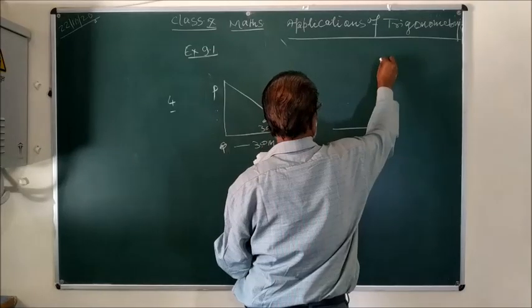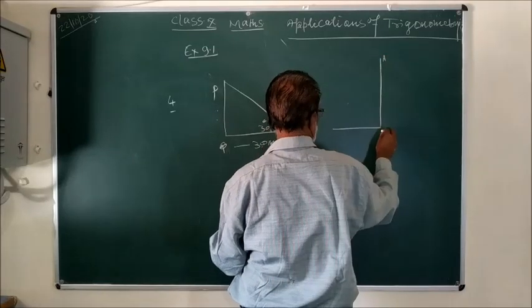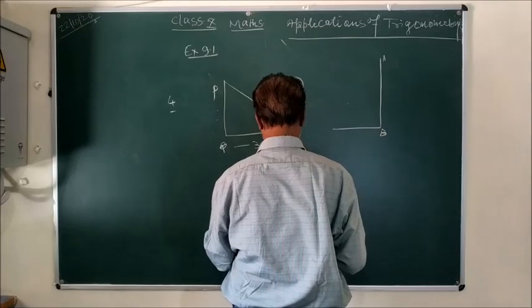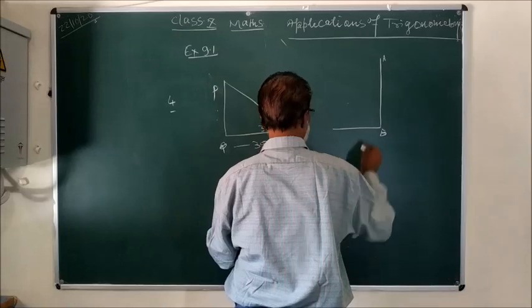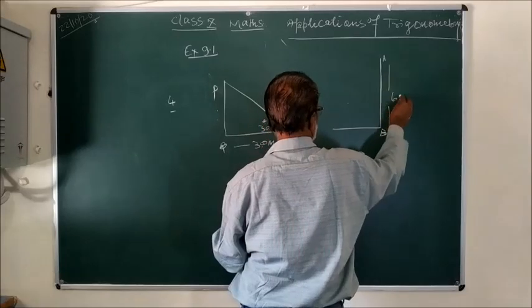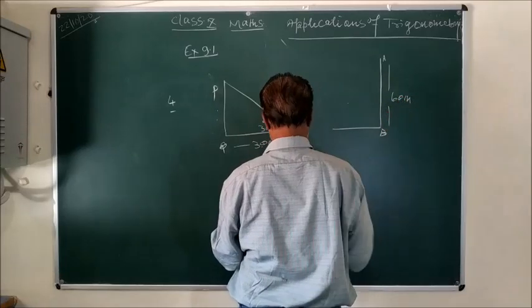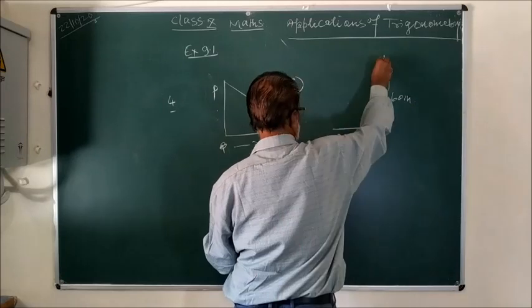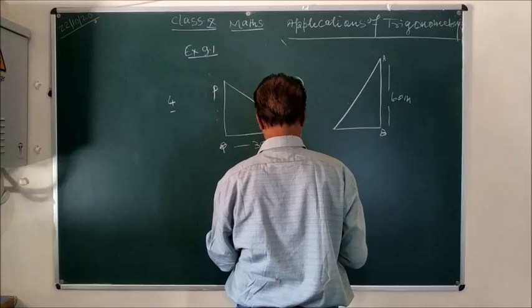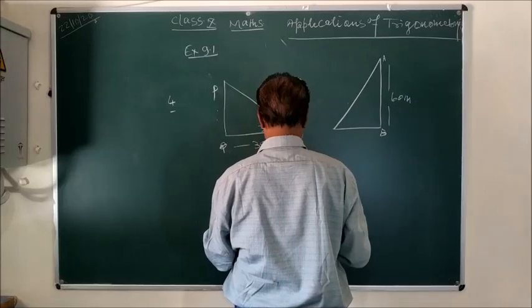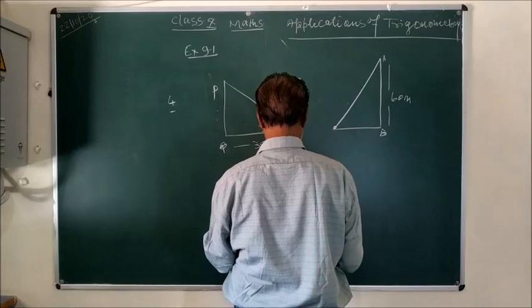Kite height. Suppose this is the height of the kite, 60 meters above the ground. This is 60 meters. Now the string, this is the thread with the kite. You are flying it, and this is tied on the ground.